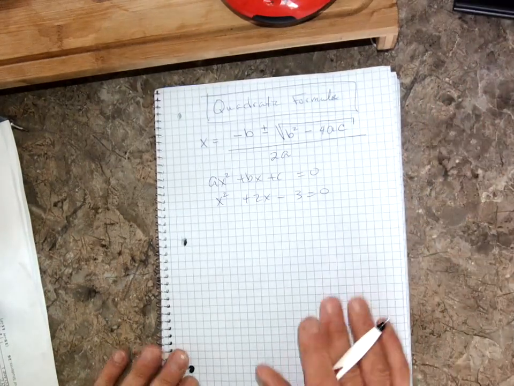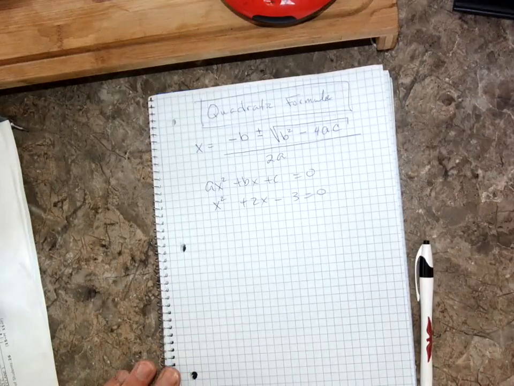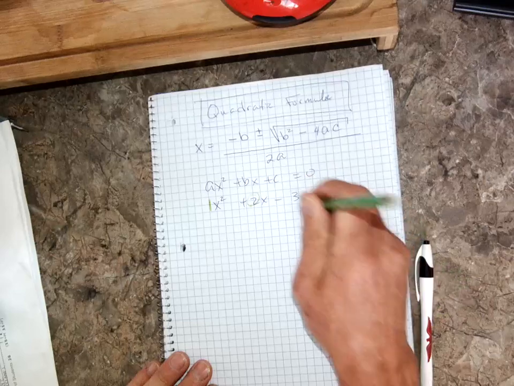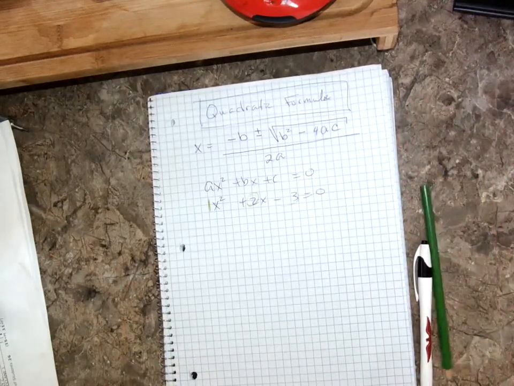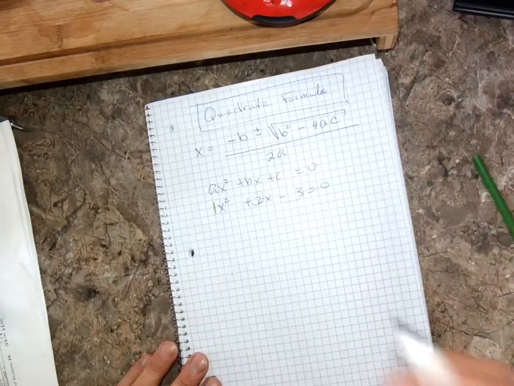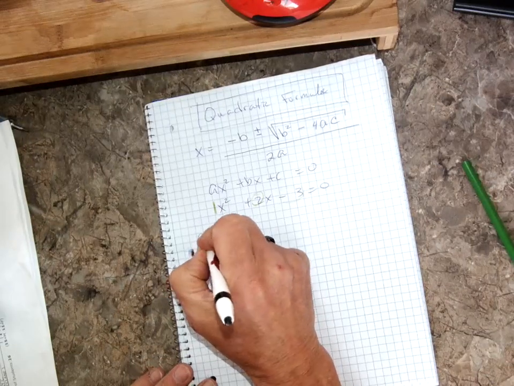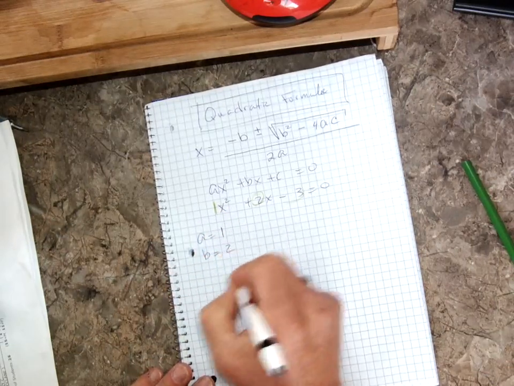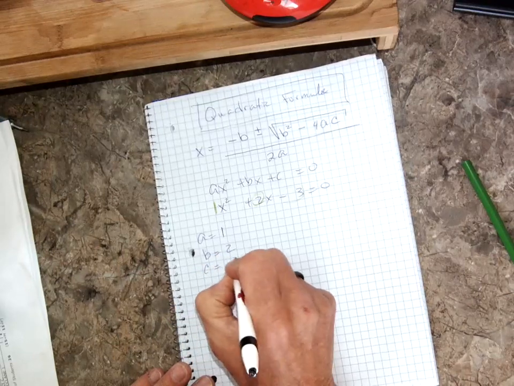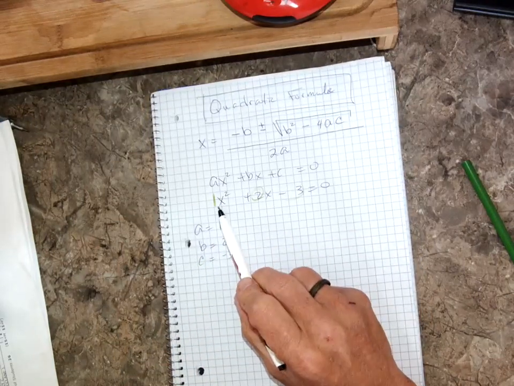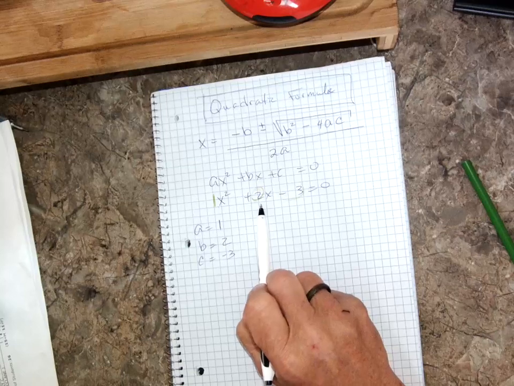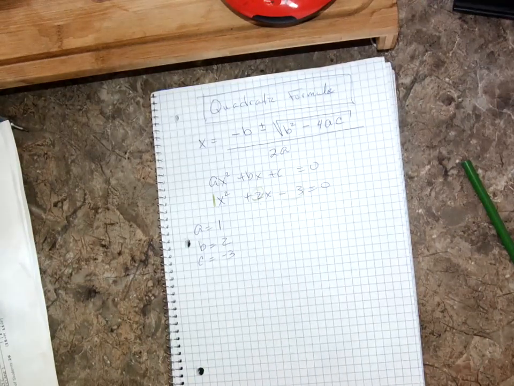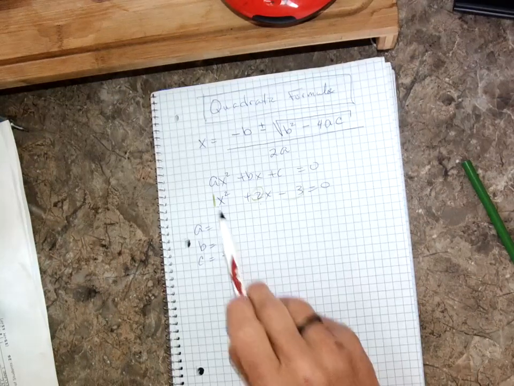So, how does the quadratic formula work? First of all, a is 1, b is 2, c is negative 3. I'm going to write that down on the side. Okay, a is 1, b is 2, and c is negative 3. A is always the number in front of the x squared, b is always the number in front of x, and c is just the number by itself. Okay, don't write the x's, just the numbers.